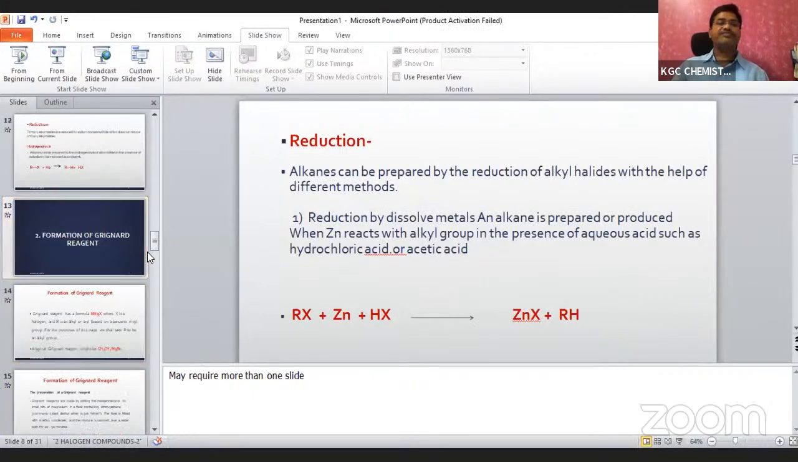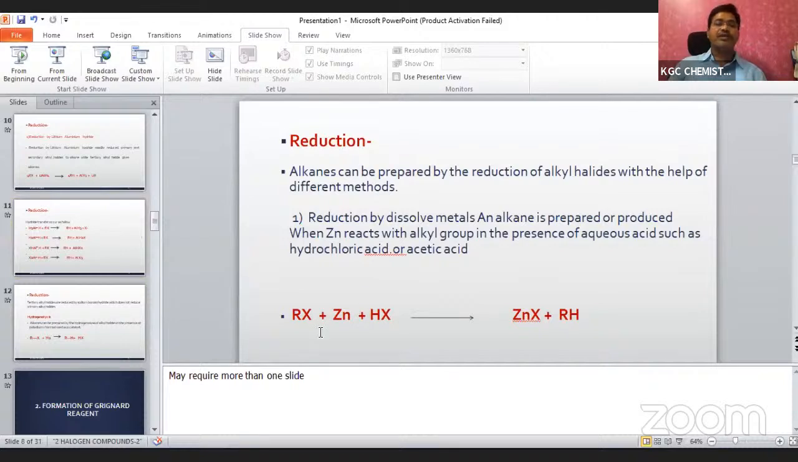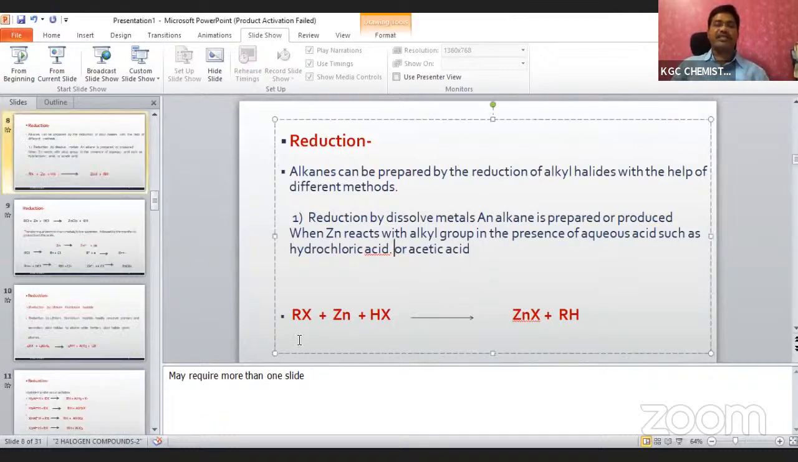Now let us see this one. This is alkyl halide, Zn and HX. HX is nothing but any halogen acid. Alkanes can be prepared by the reduction of alkyl halides with the help of different methods. Reduction by dissolving metals: an alkane is produced when zinc reacts with an alkyl halide in the presence of aqueous acid such as hydrochloric acid or acetic acid. Alkyl halide, Zn and HCl, as we said, gives this alkane.